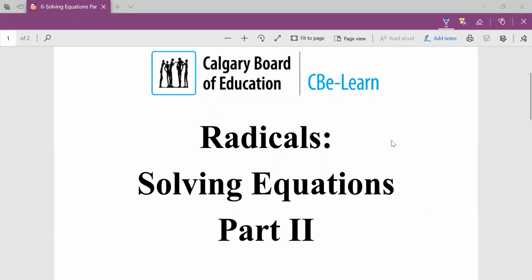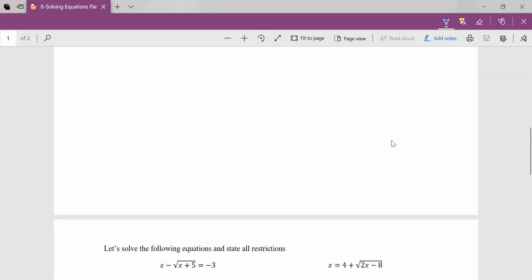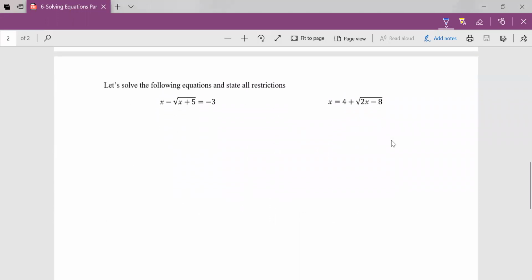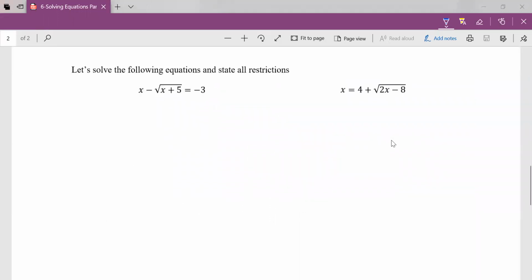Hey, 20-2s. Welcome to the last lesson in this unit, solving equations part 2. All right, part 2 sounds like it's going to be scary, right? Usually part 2 is worse than part 1 in math, but not in this case, friends. This one will be okay.